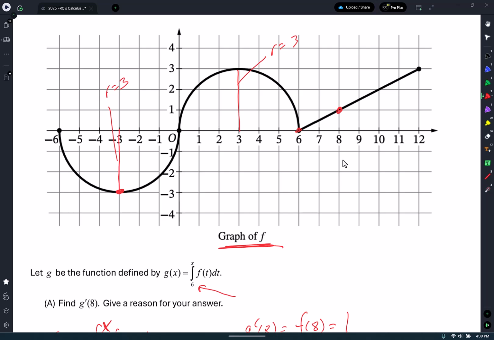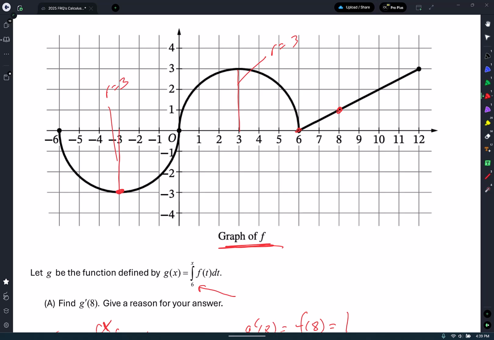If g prime prime is negative, that means g prime is decreasing. If g prime prime is positive, that means g prime is increasing. G prime prime being negative means that g is concave down because your rate of change is decreasing. That's what creates your concave down.